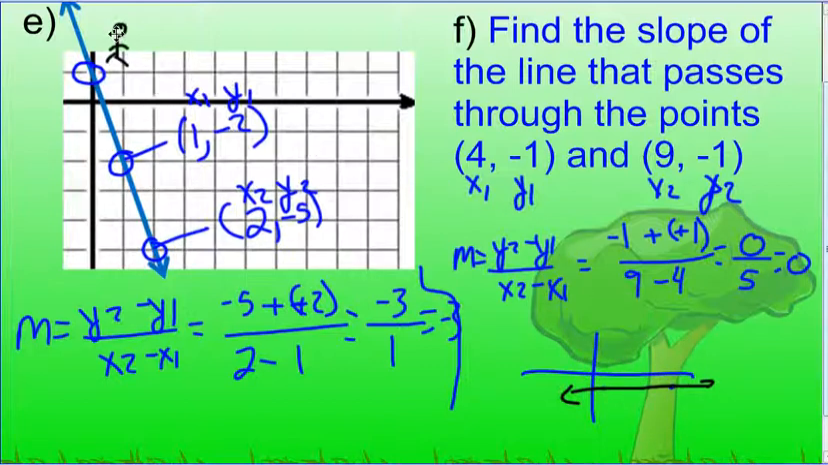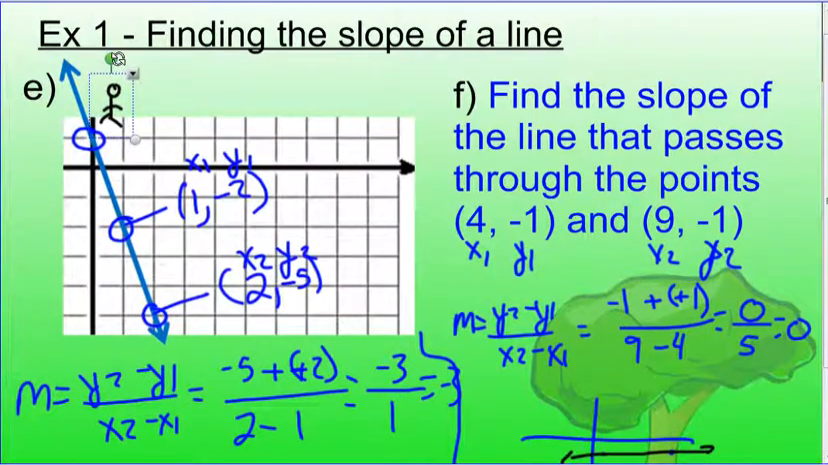If this man could stand to walk on this hill right here, if he didn't fall off, he would be walking downhill with a slope of 3. Or I'm sorry, downhill with a slope of -3. Negative because he's going down. Okay? So we're able to find some slopes.